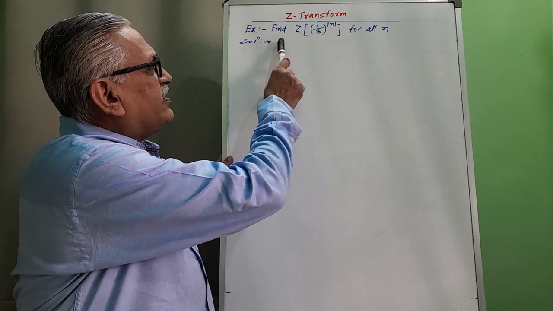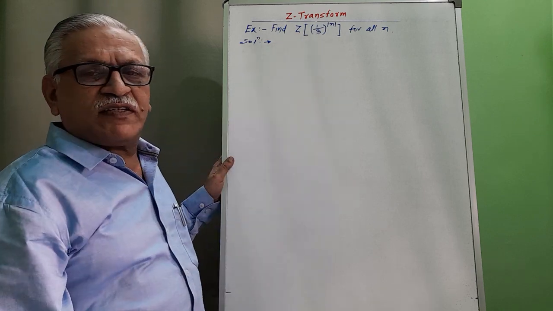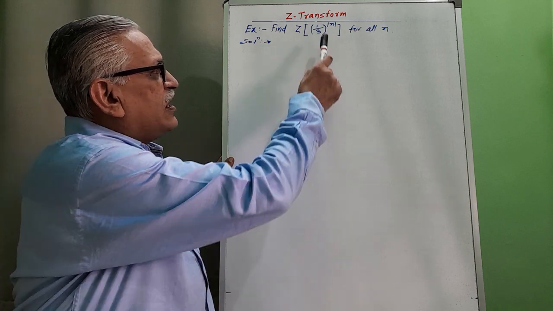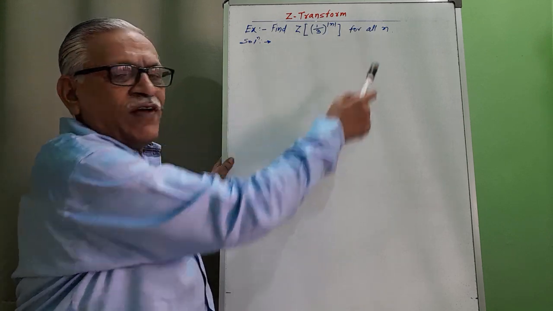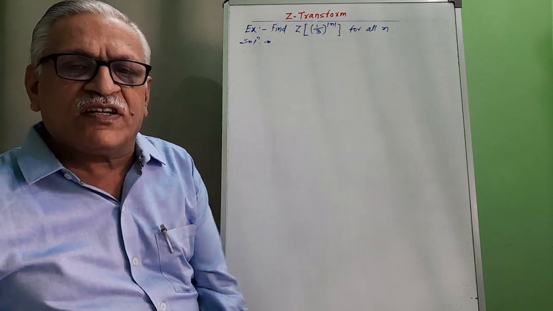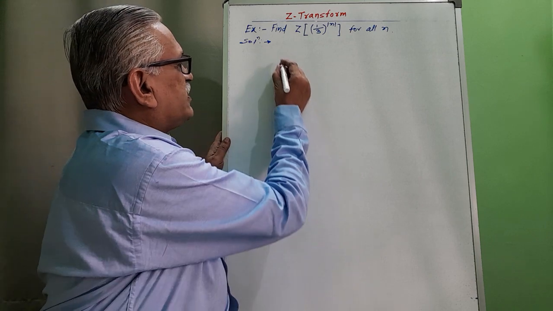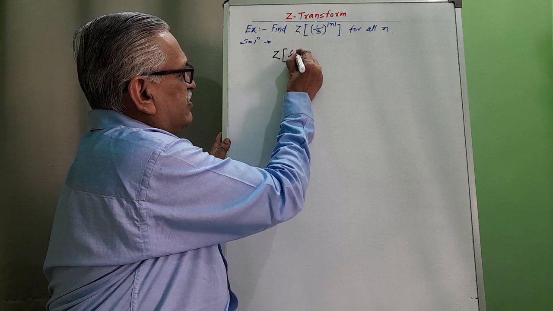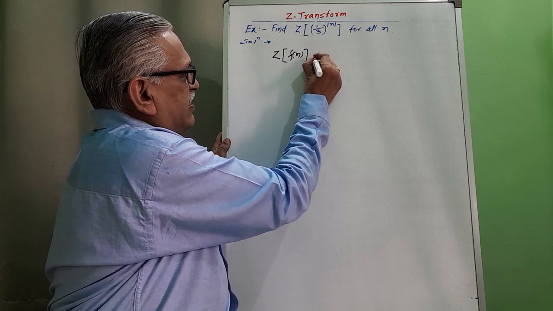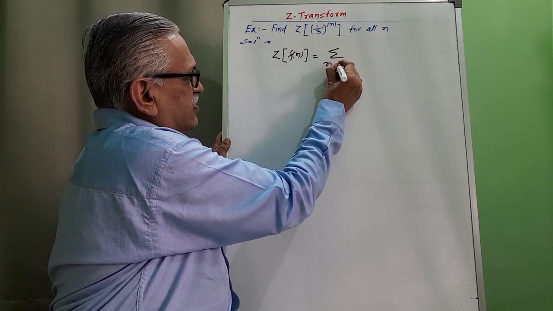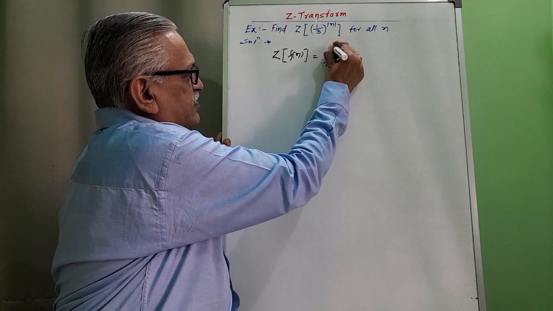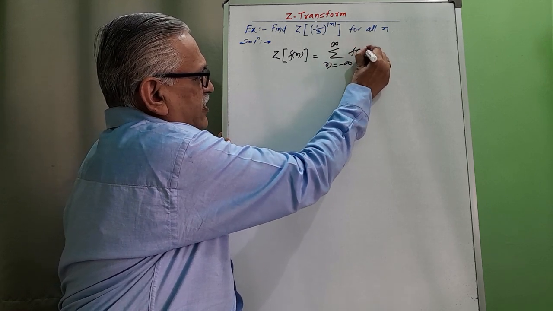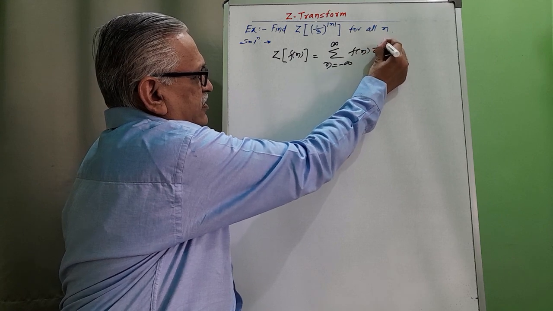Let us find the Z transform of (1/3) raised to mod of n for all values of n. And as it is required for all values, the Z transform of f of n is given by summation from n equals minus infinity to plus infinity of f of n into z raised to minus n.